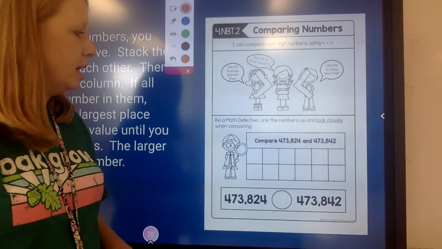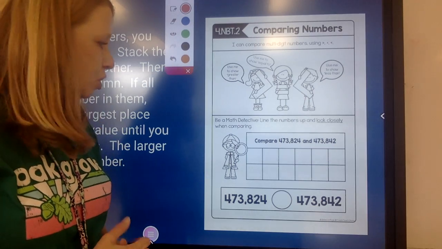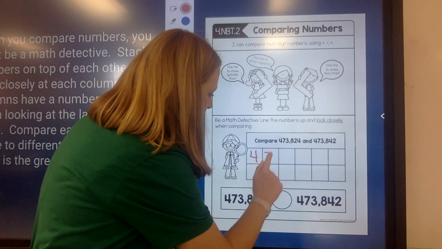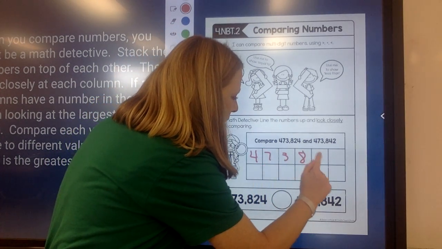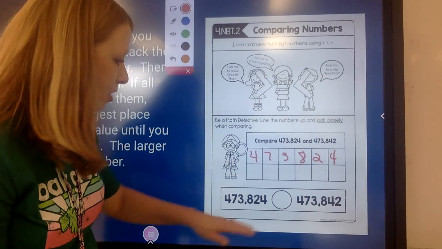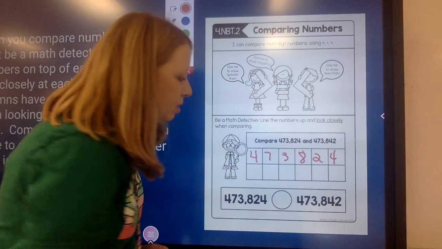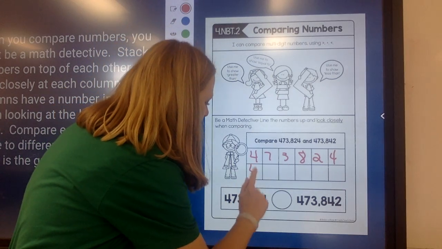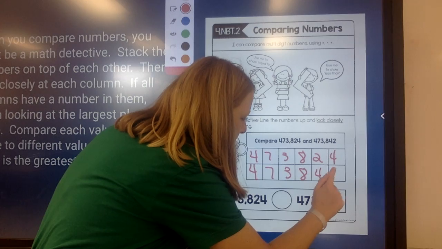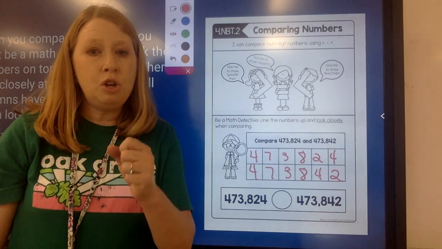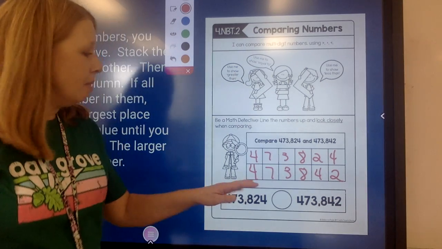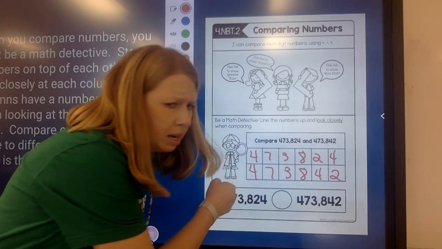So my example is 473,824. I'm going to write that number in these boxes right here. That way I can look at them closely to see if I can compare the values to my other number, 473,842. So I'm writing it right below it. Now I'm going to use my handy dandy magnifying glass if you have one, and I'm going to look in here and I'm going to compare them.